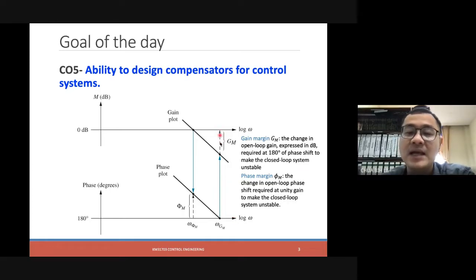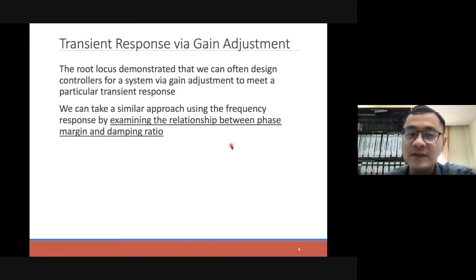And at the same time, this phase margin and the gain margin may provide you with certain information about the damping ratio, or the damping ratio is also related to the percent overshoot probably, right? So from there you may start to be able to adjust according to your needs, right?